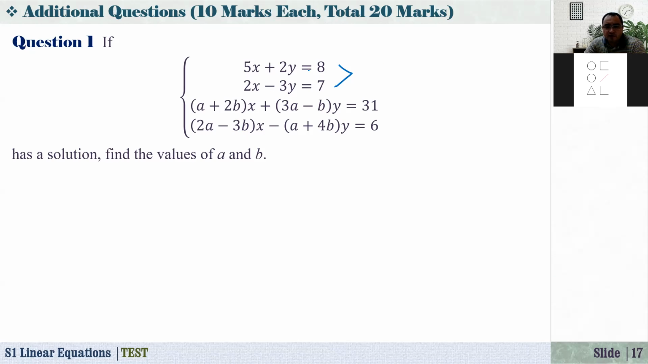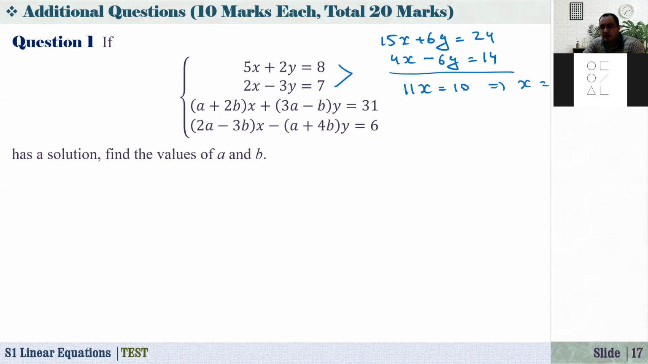So from the first one, 5x multiplied by 3, so that is 15x plus 6y, multiplied by 3, it is 24. The second one multiplied by 2, it is 4x minus 6y is equal to 14. If you subtract here, 15 minus 4, 11x, 24 minus 14, that's equal to 10. So from here, x equals 10 over 11.